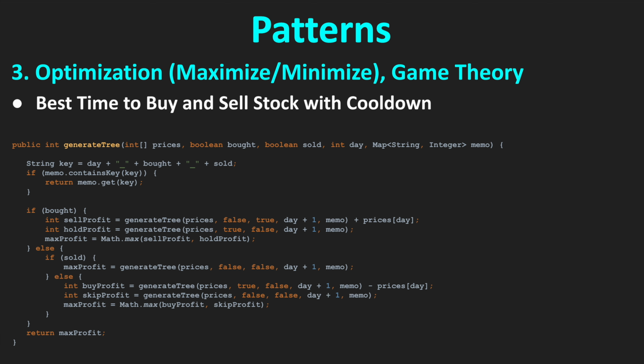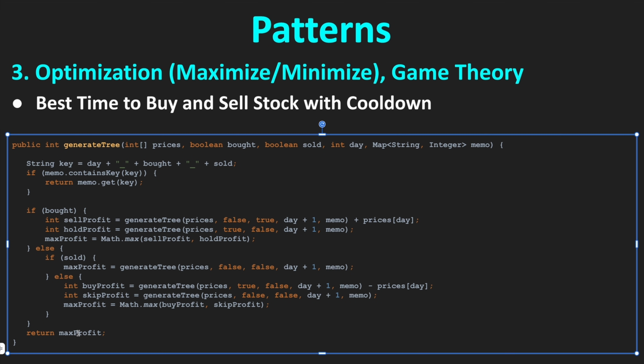To apply that to our logic, we are generating a tree for all possible scenarios, and at each step we are taking the max profit. In order not to solve the same problems that we have solved earlier, we are storing the problems we have solved for the day, bought and sold for that scenario in our memo. If we have solved that problem already, we just get it from our cache.